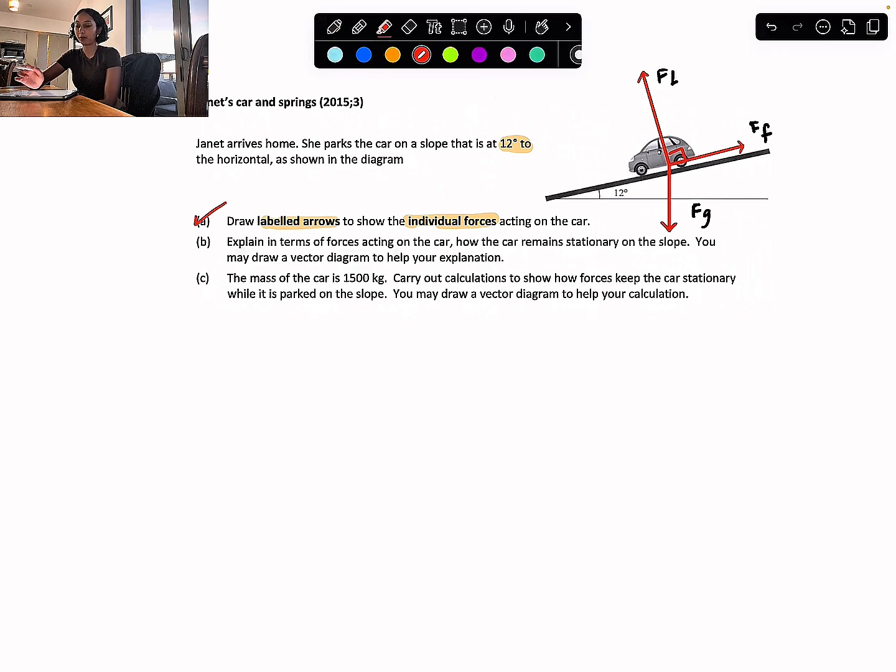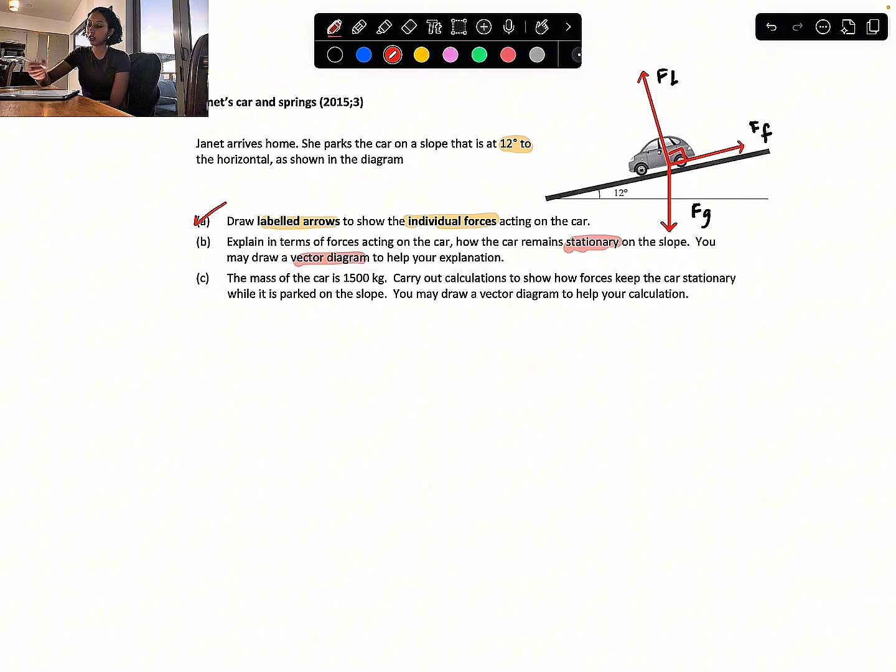Moving on. Explain in terms of forces acting on the car, how the car remains stationary on the slope. You may draw a vector diagram to help your explanation. So we have to explain why the car is stationary on the slope. And let's start off by drawing a vector diagram.